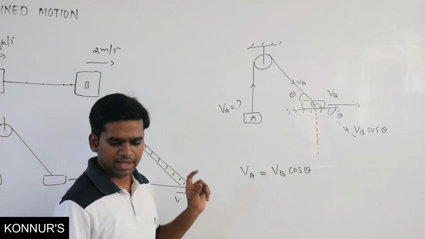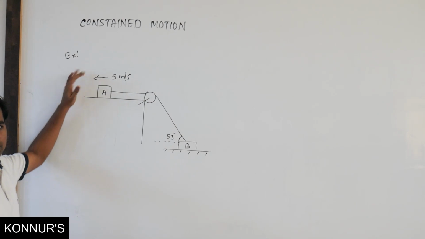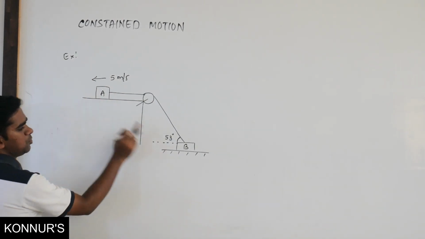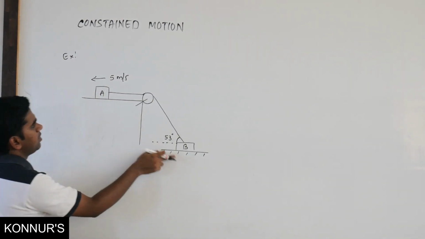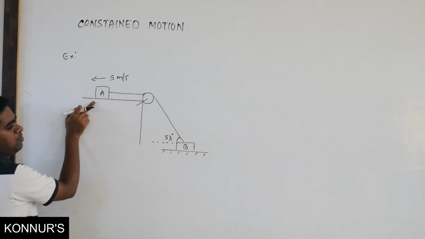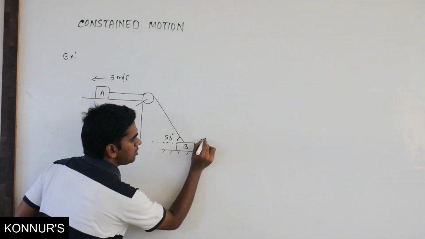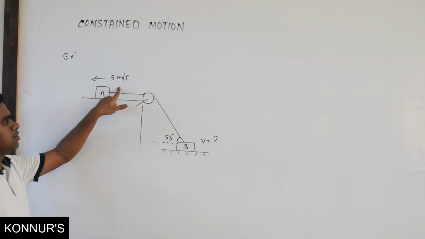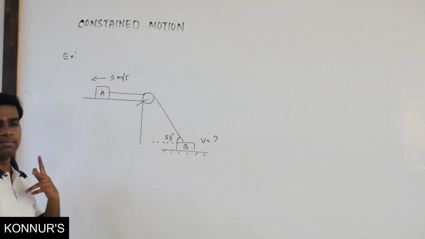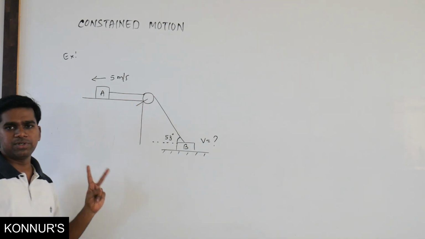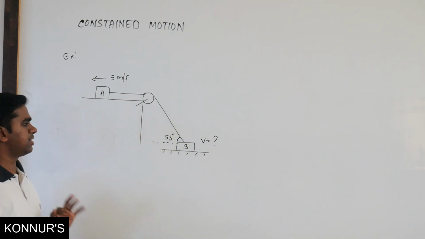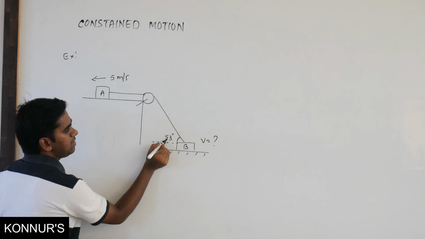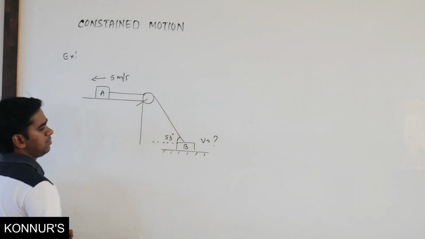This was a simple example, so we'll go with another example. Here two bodies, A and B, are connected with a string. A is moving with 5 meters per second. They are asking what is the velocity of B. It doesn't mean that the velocity of B is also 5 just because they are connected. Why? They are not on the same horizontal line; they are on different horizontal lines. The string is making an angle of 53 degrees.